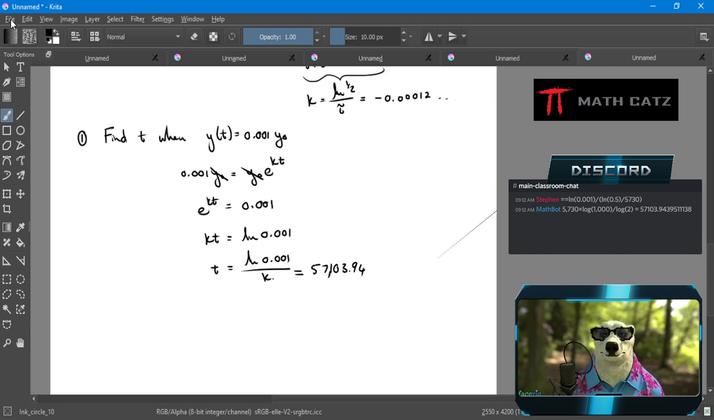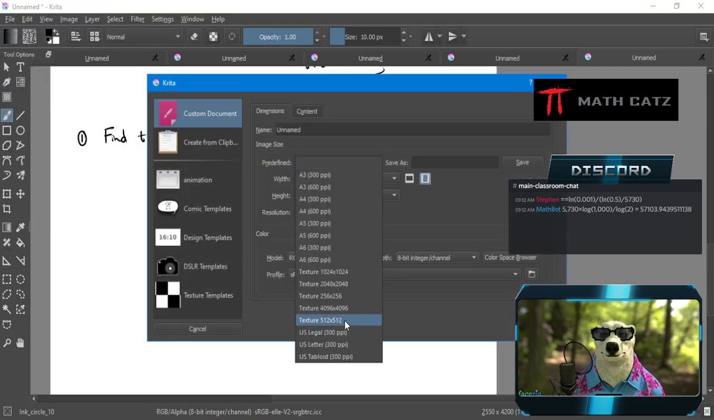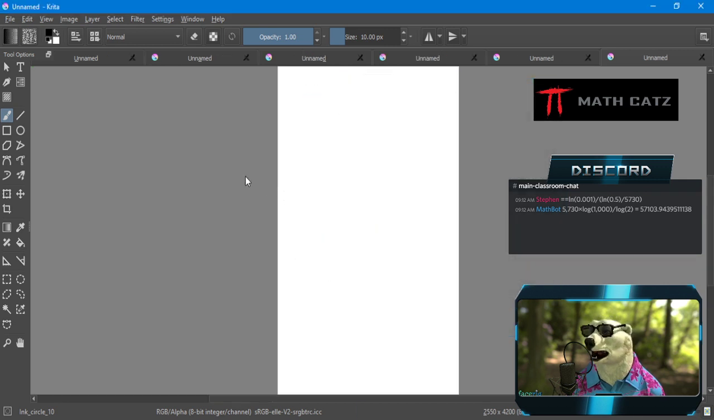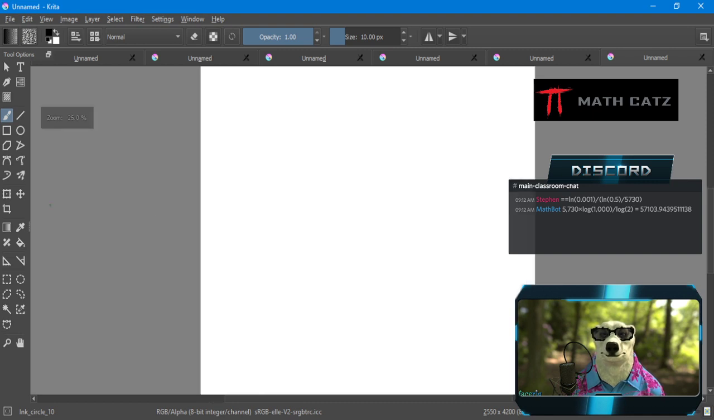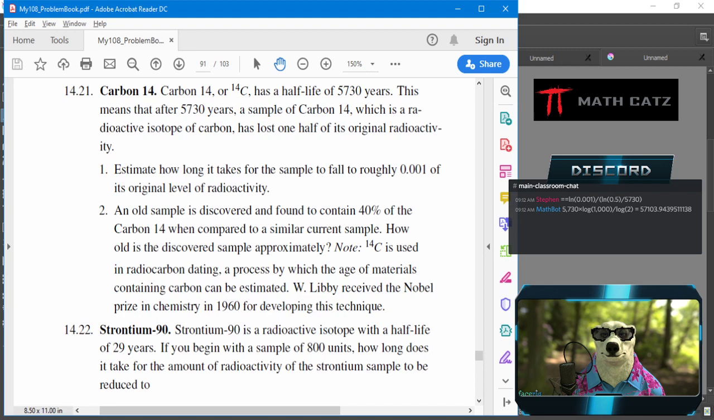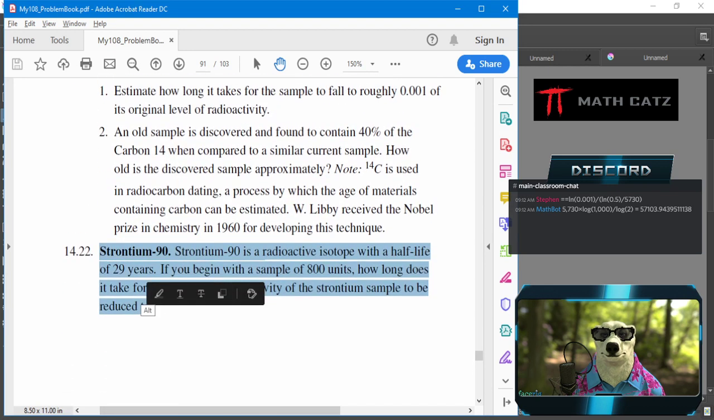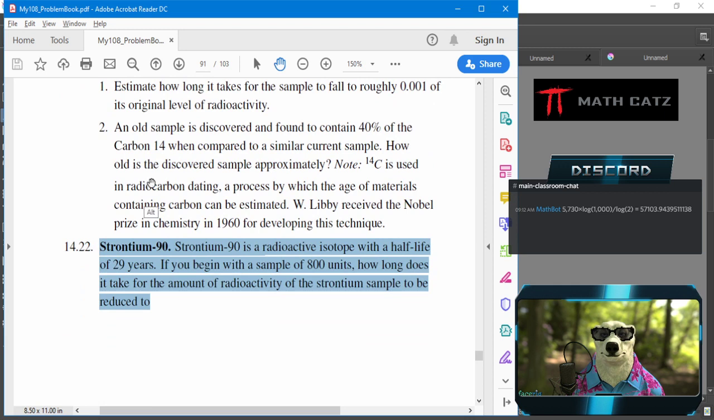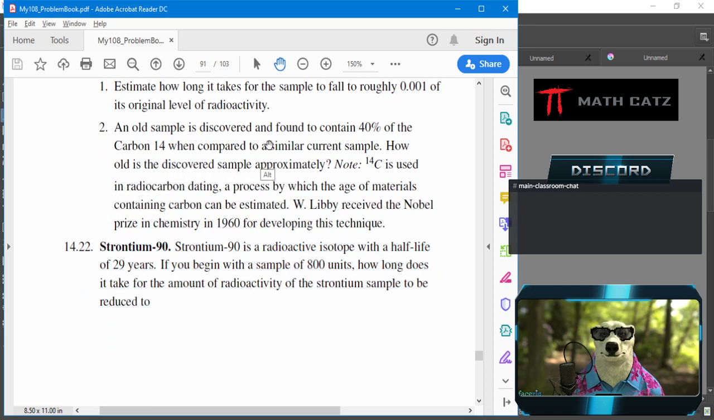Let's make a new page for this last bit. And again, just trying to squeeze everything in so there are no surprises really for the kinds of questions. Let us see. Where's the question? Okay, so here we go. Number 2. An old sample is discovered and found to contain 40% of the carbon-14 when compared to a similar current sample. How old is the discovered sample approximately?